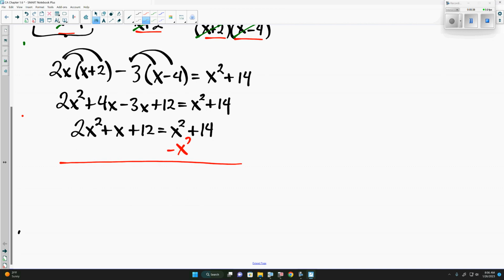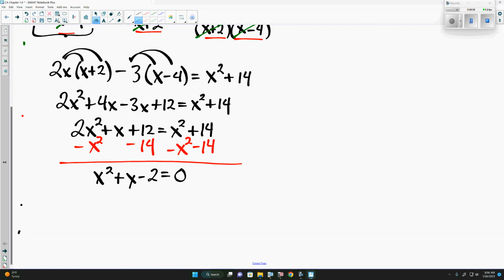So we can subtract x squared from both sides. We can also subtract 14. If we do this here, 2x squared minus x squared is going to be x squared plus x. 12 minus 14 is negative 2. And at this point here, we just need to solve this quadratic from here, and we'd be done.